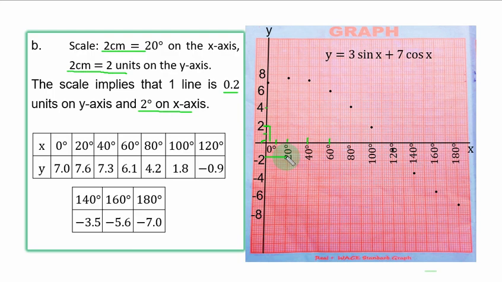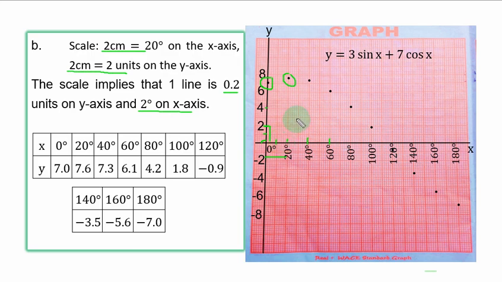Next thing is to plot, after explaining the scale and all of that. When s is 0 degrees, y is 7. So you plot it directly on the y-axis. When s is 20 degrees, y is 7.6. On the y-axis, one line is 0.2. So after 7, you have 7.2. The second line, 7.4. The third line, 7.6, somewhere here, against 20 degrees.